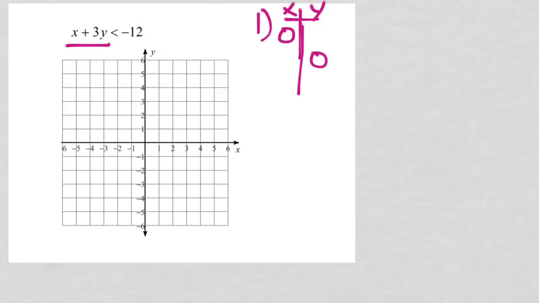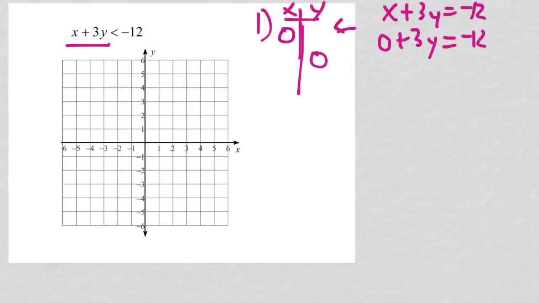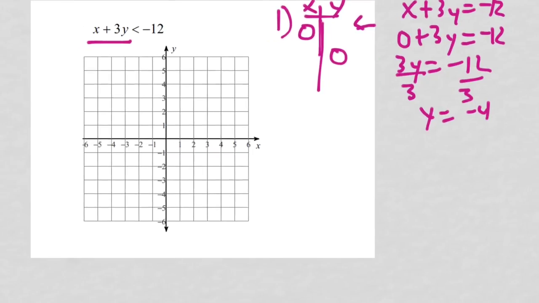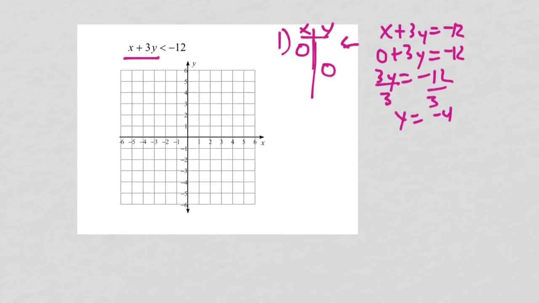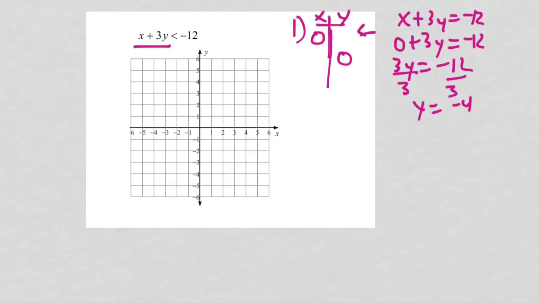For this one, you're just going to let x equal 0. This is our boundary line, x plus 3y equals negative 12, right? So I'm going to let x equal 0: 0 plus 3y equals negative 12. Well, that gives me 3y equals negative 12. If I divide both sides by 3, y is equal to negative 4. I'm going to slide this over just a tad. You'll see why I'm doing that in a minute. So we're going to let y equal negative 4. Well, that's one coordinate point, 0, negative 4.